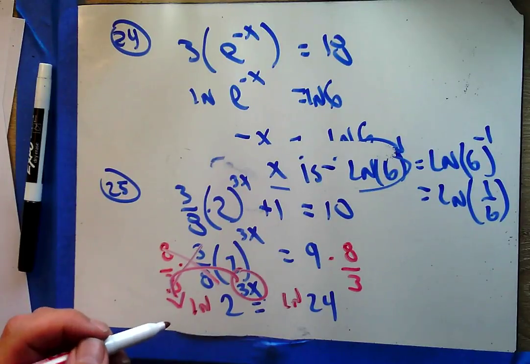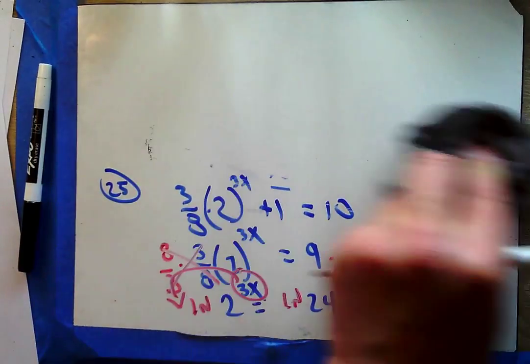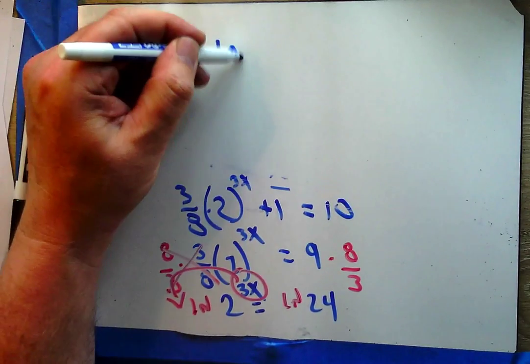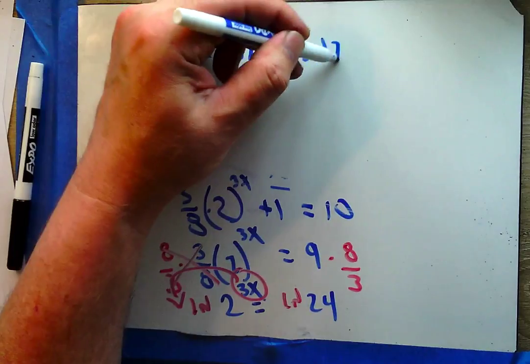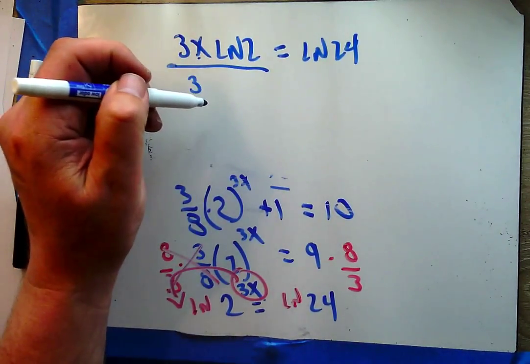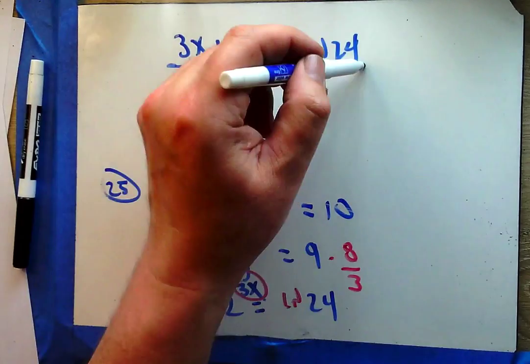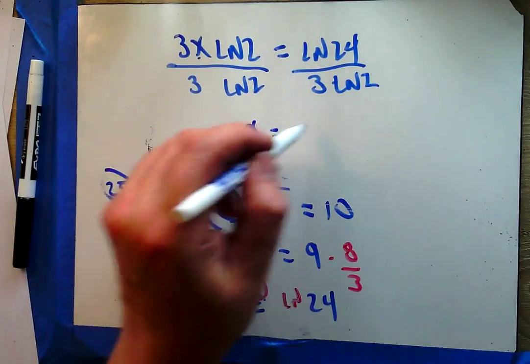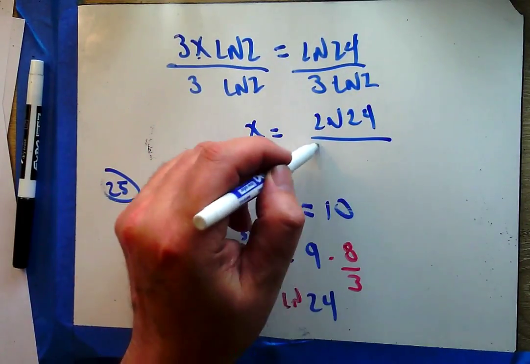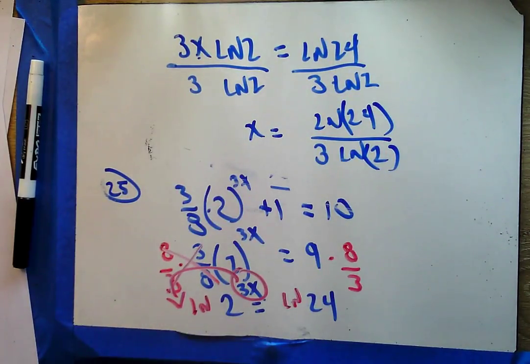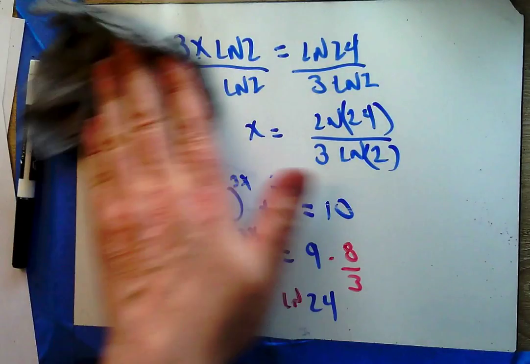and bring that down. So where am I now in this problem? Well, now it should say 3x ln of 2 equals ln of 24. I want to get x by itself, so I have to divide by 3 and ln of 2. So 3 ln of 2. So x equals ln of 24 over 3 ln of 2. All right, that was 25. How about 26? Another exponential.